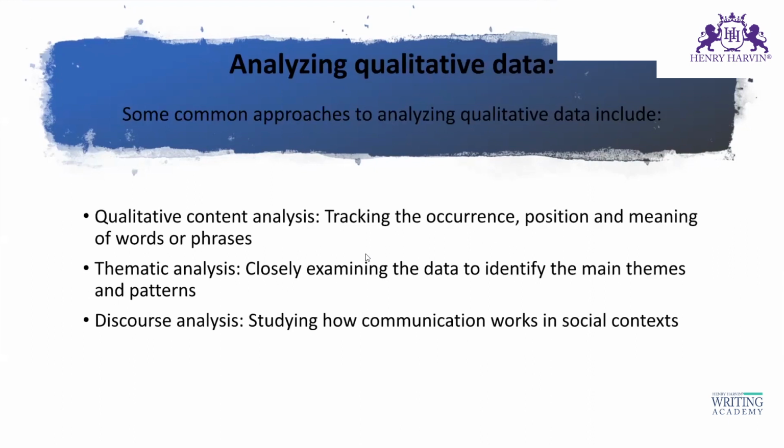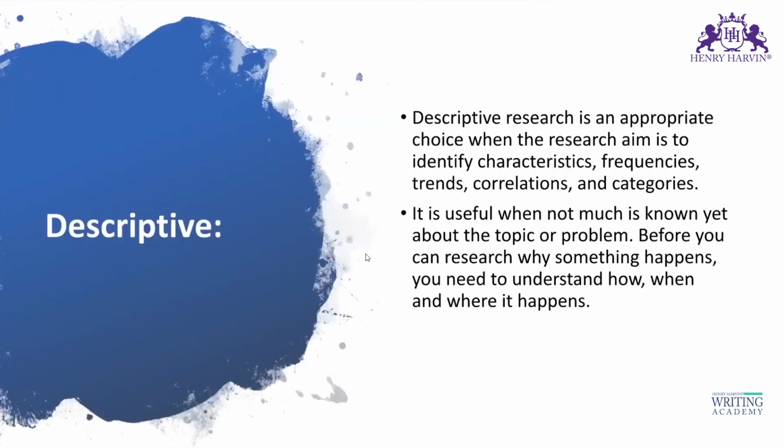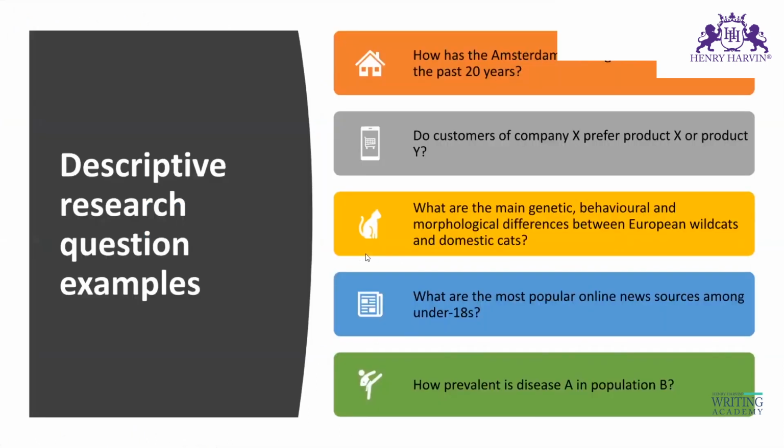And if it is the qualitative one, then of course we can have the position, the meanings, the causes, the effects, all that will come under the qualitative thing. Okay. Then we have the descriptive research. We already talked about it. The descriptive research is when we are aiming to identify the characteristics, the frequencies, the correlations. It is useful when not much is known yet. So if you don't know much about the topic, that is the time when you can go for descriptive research, because there are a lot of things that have to be explored more.